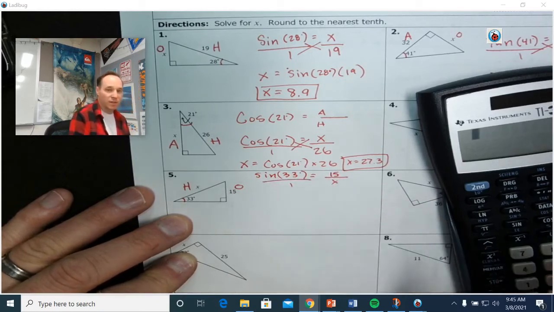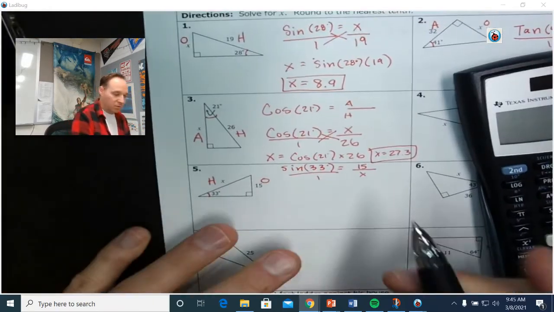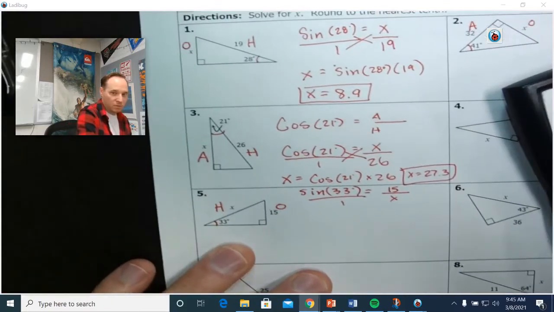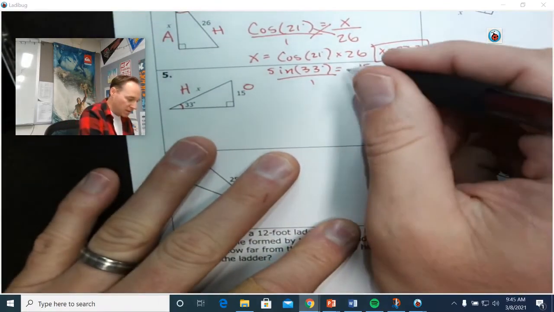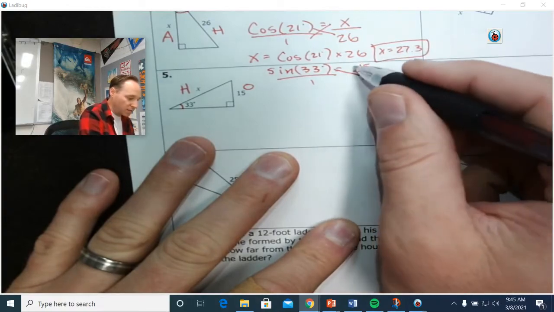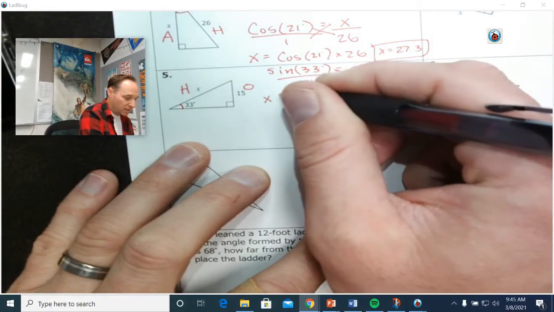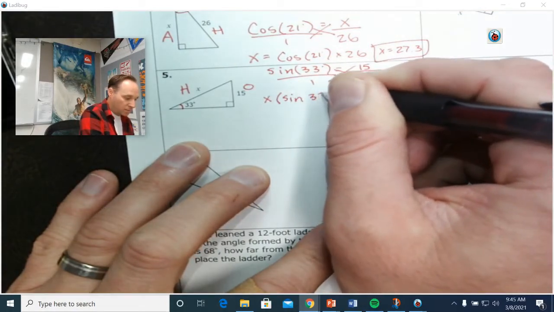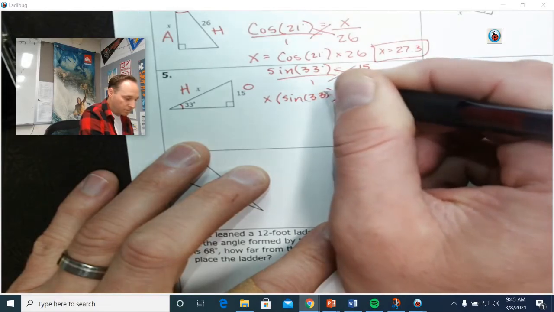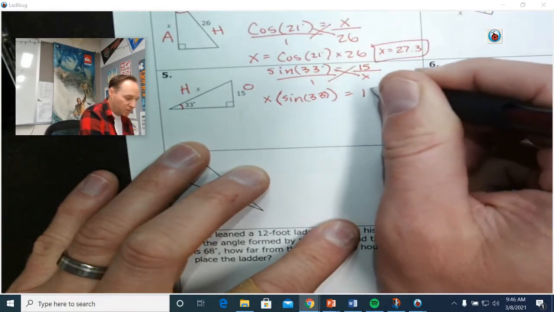Now I know what some of you are thinking. I see what you mean, Mr. Hayden. Now when we cross multiply, sorry, zoom in there. Now when we cross multiply on this, we get x times the sine of 33 equals 15 times 1. So I'm just going to write that. X times the sine of 33 degrees equals 15 times 1, or 15.